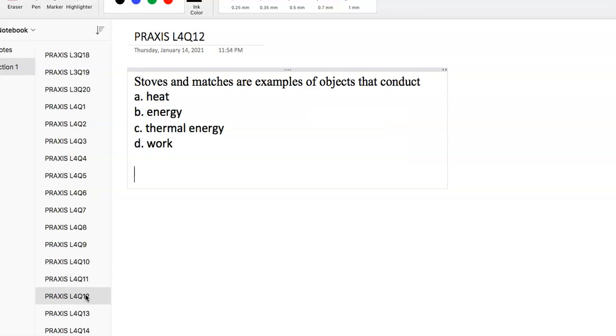Okay. Stoves and matches are examples of objects that conduct thermal energy. Right? We want to be able to know what thermal energy is. We really need to know all of these terms. Thermal energy is the energy that comes directly from heat. This heat is generated by the movement of tiny particles within an object. The faster these particles move, the more heat is generated.